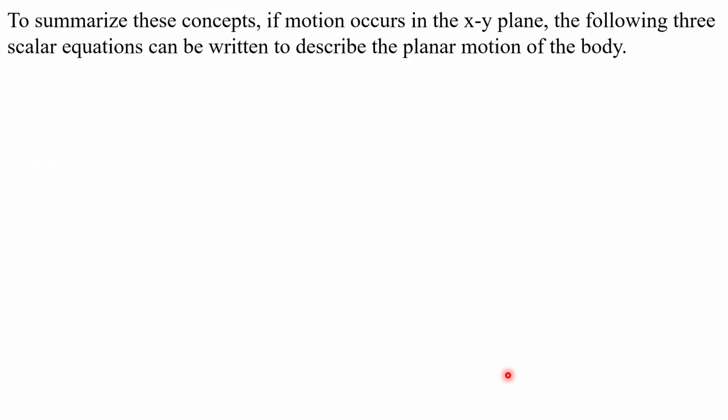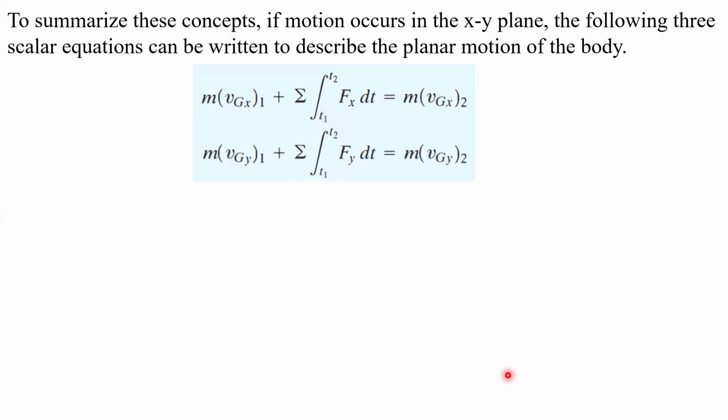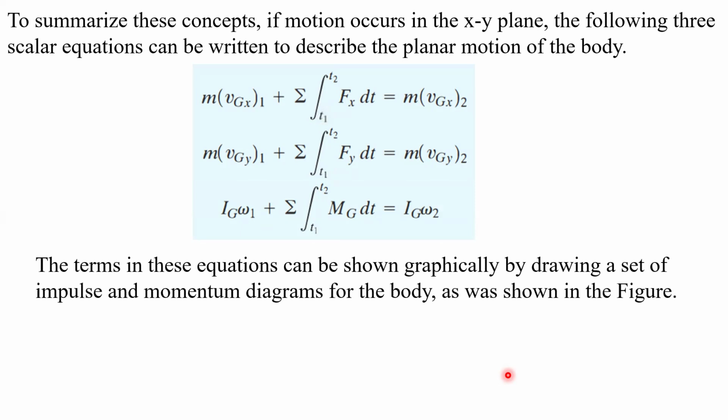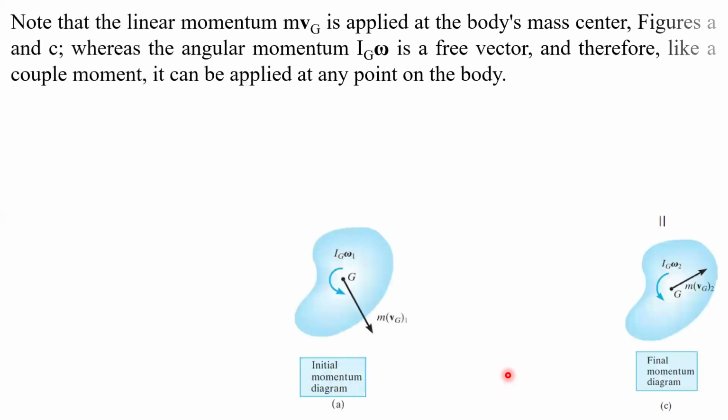To summarize this concept, if motion occurs in the xy plane, the following three scalar equations can be written to describe the planar motion of the body. That is m(v_Gx)1 plus the summation of the integral of F_x dt from t1 to t2 equals m(v_Gx)2. Likewise for the y direction, and then this is the angular momentum. The terms in these equations can be shown graphically by drawing a set of impulse and momentum diagrams for the body as shown in the figure.